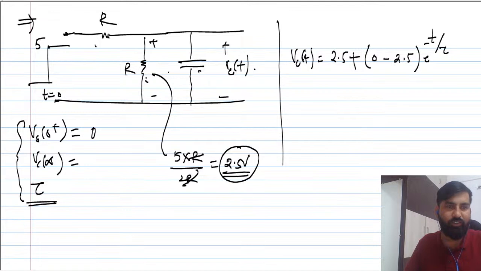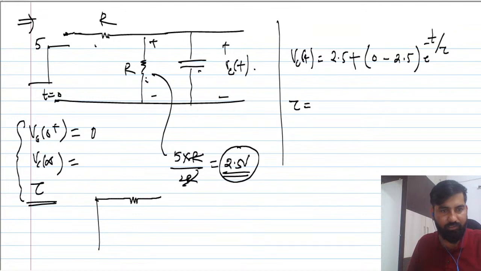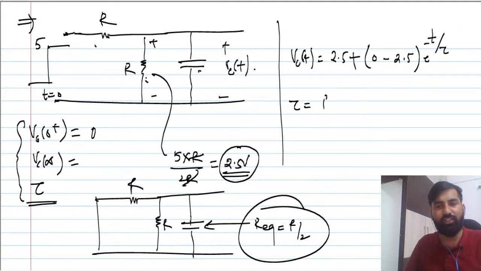Can somebody tell me what is the value of tau in this case? What is going to be tau, guys? I'm talking about the time constant of the circuit, that is the property of the circuit. So you don't have to worry about this voltage source. You just replace it by a short circuit, and find out R equivalent as seen from the capacitor. So these R and R are in parallel, so R equivalent will be R by 2, right? Time constant of the circuit will be RC by 2.